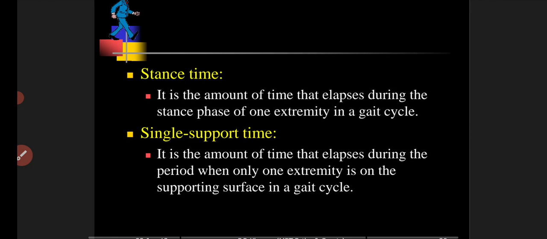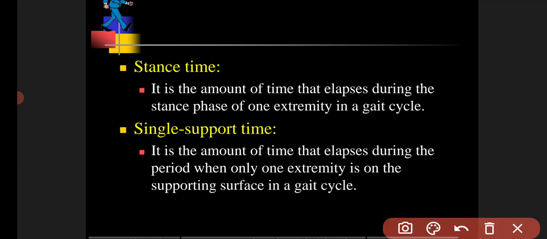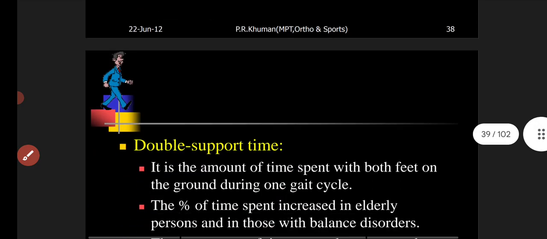Single limb support is the amount of time that elapses during the period when one extremity is on the supporting surface only in the gait cycle. That is known as single limb support.